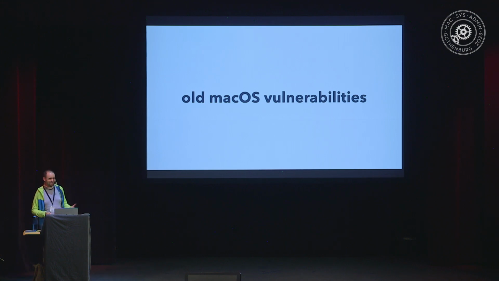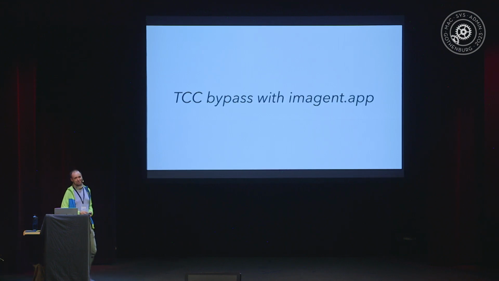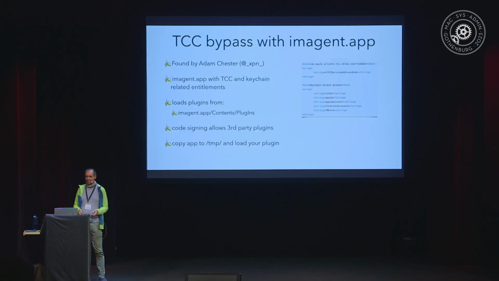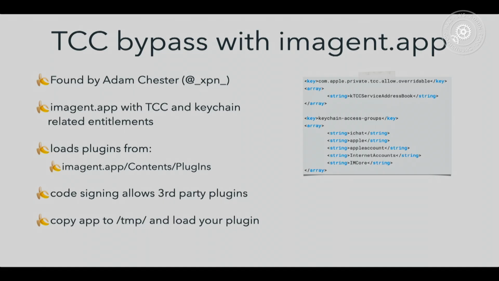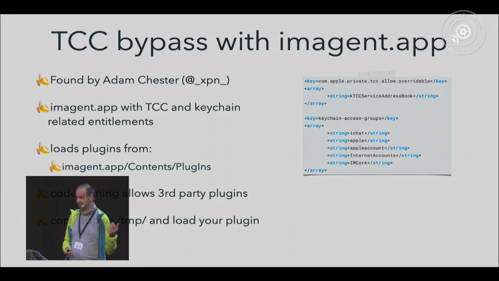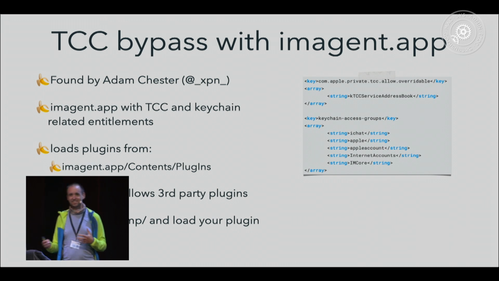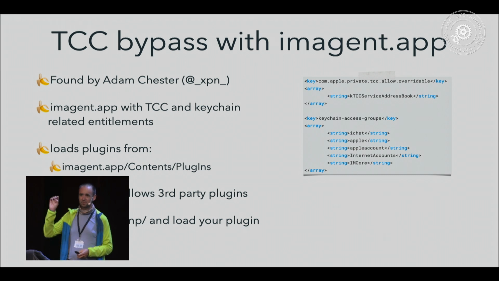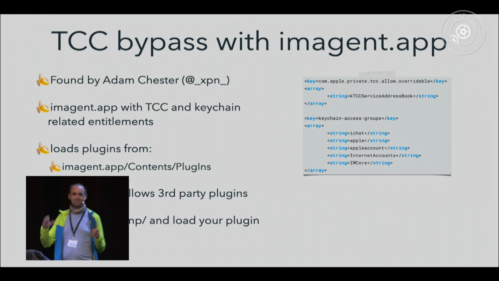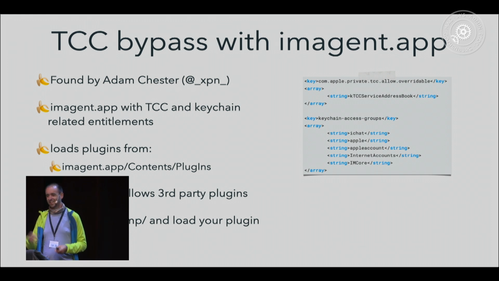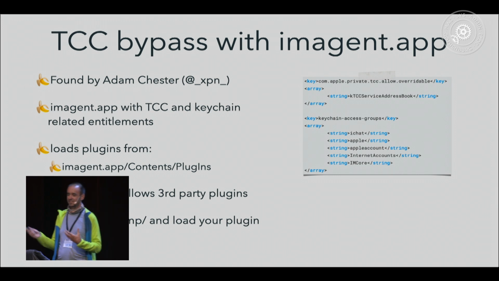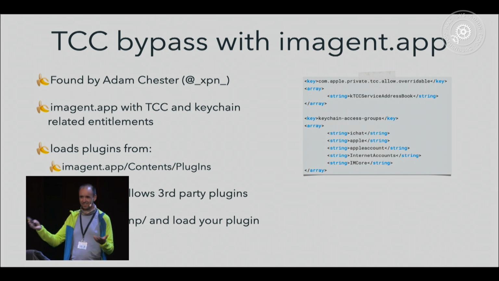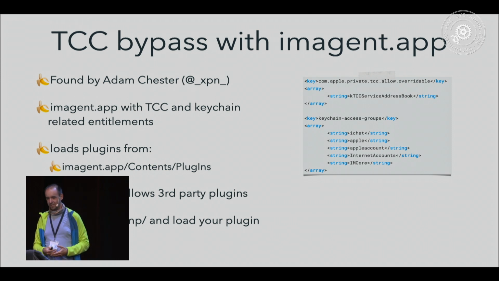So, some old macOS vulnerabilities. TCC bypass with imagent. This was found by Adam Chester, who goes by XPN. This application had some really nice TCC and keychain entitlements that you can see on the right. For TCC, it had permission to access your contact details, so it could access the contacts without showing any pop-up to the user asking, hey, imagent wants to access your contacts, do you allow or not? It's a private Apple entitlement, so it just used that and could access the contacts and some part of the keychain.